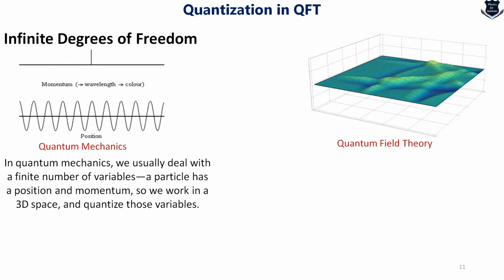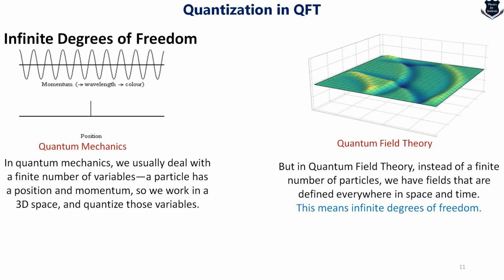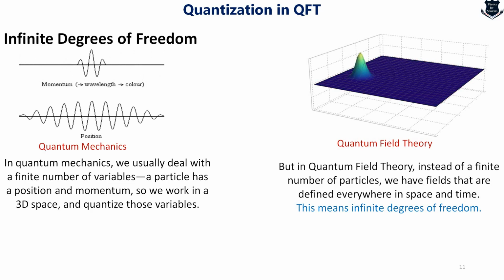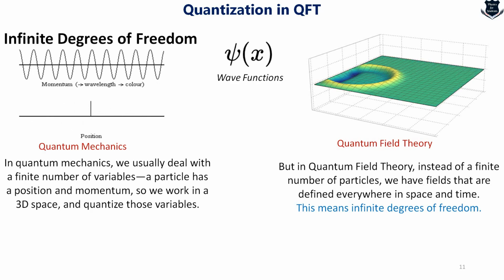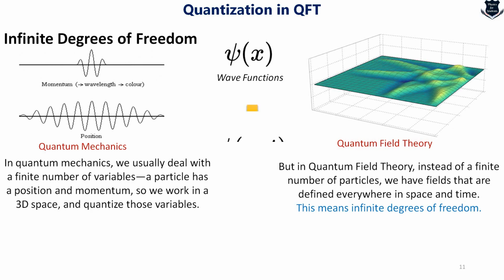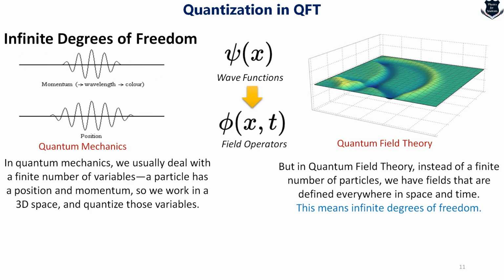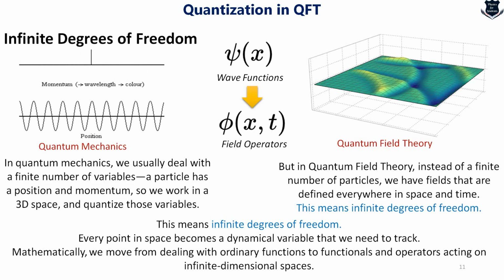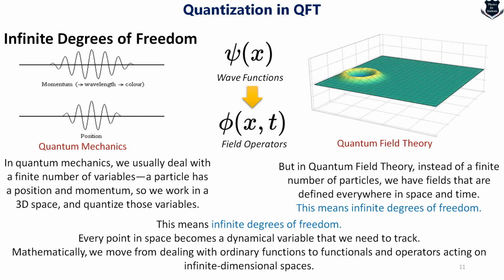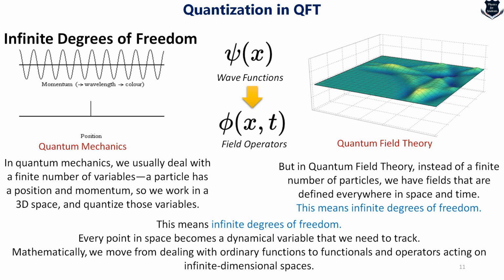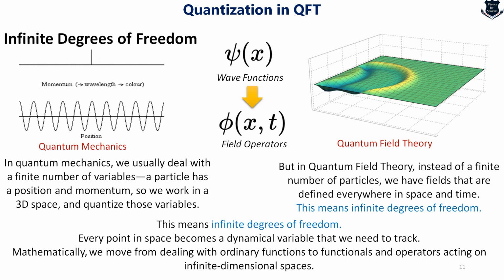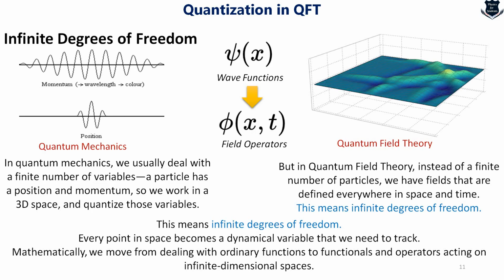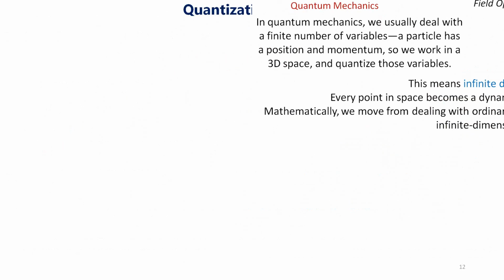On the right hand side, you can see quantum field theory. Here, instead of a finite number of particles, we have infinite degrees of freedom. The more the infinities grow, the more difficult life becomes. Instead of a wave function psi of x, we start dealing with what are called field operators. Every point in space needs to be tracked and quantized, and hence in the mathematics we move from ordinary functions to functionals, and operators become a little more difficult. So the concept of quantization in quantum field theory is a little different from that of quantum mechanics.